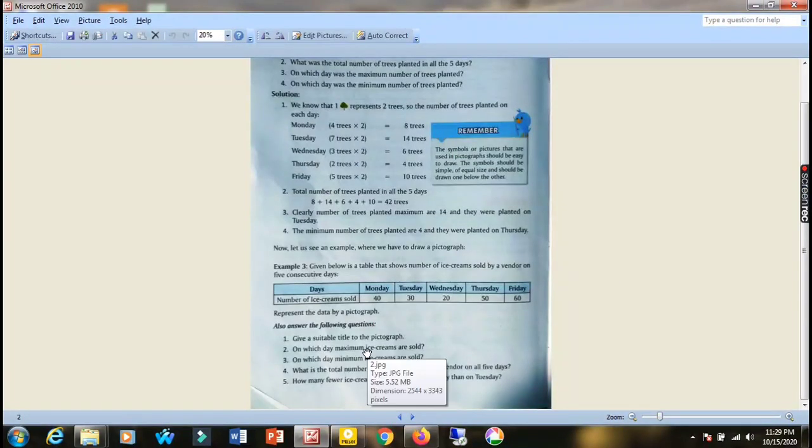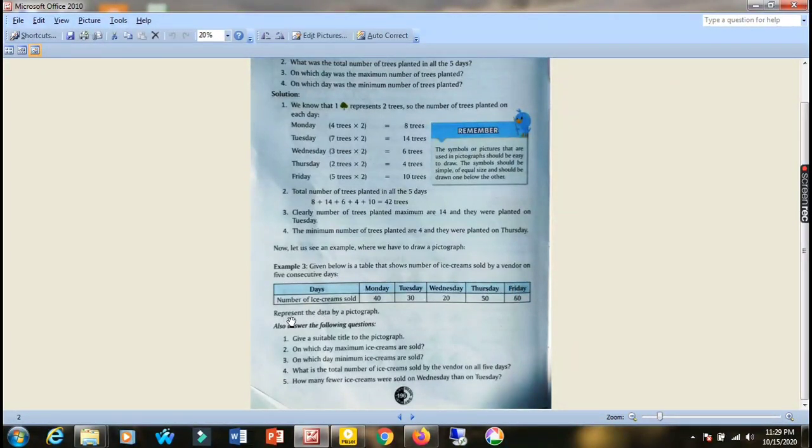Okay, now see example 3. Given below is a table that shows the number of ice creams sold by a vendor on 5 consecutive days. Consecutive means continuously. Okay, Monday, Tuesday, Wednesday, Thursday and Friday. So as you can see here, the number of ice creams sold: 40 on Monday, 30 on Tuesday, 20 on Wednesday, 50 on Thursday and 60 on Friday.